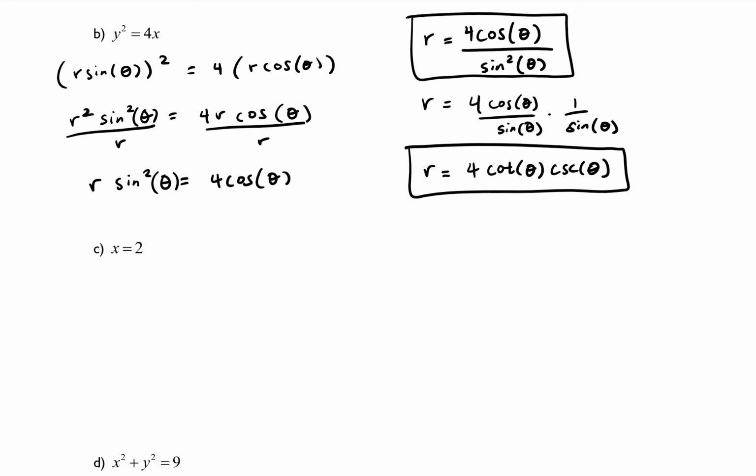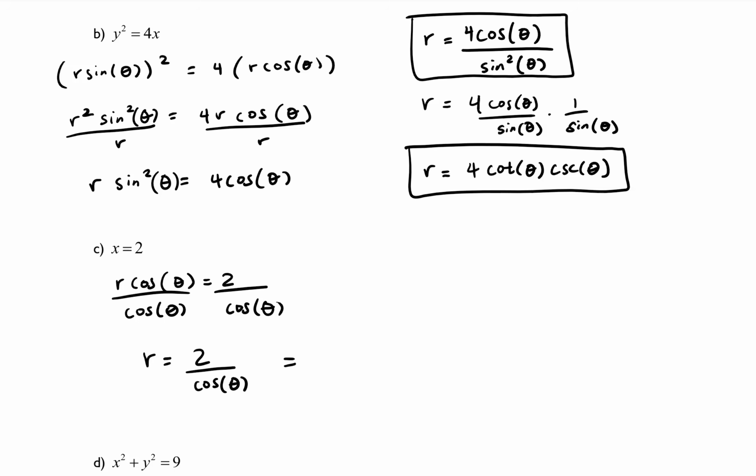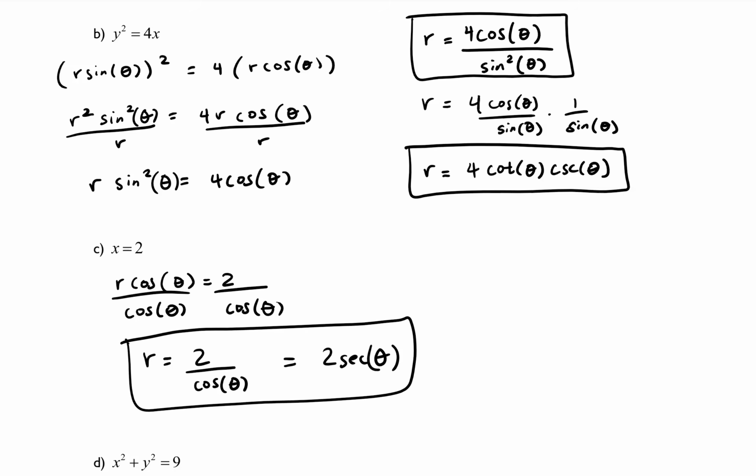Example C gives us the equation x equals 2. I would replace x with r cosine of theta, and that equals 2. Then if I want to get r by itself, I would divide both sides by cosine of theta, and we get r is equal to 2 over cosine of theta, or you could write that as 2 secant of theta. So either of those is fine for this example.